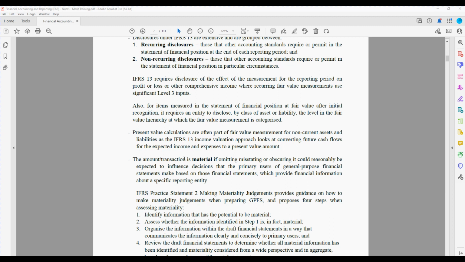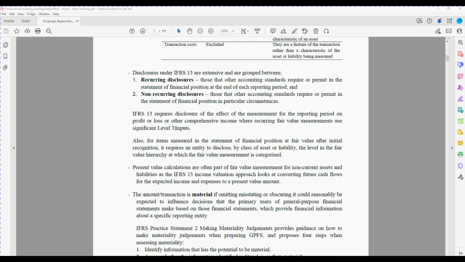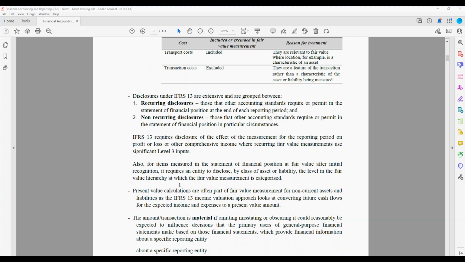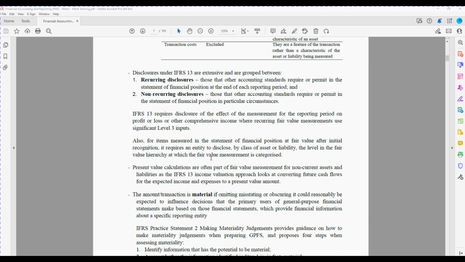So IFRS requires disclosure of the effect of the measurement for the reporting period on profit or loss or other comprehensive income, where recurring fair value measurements use significant level 3 inputs. So it's only relevant if you use a lot of level 3 inputs. Also, for any items in the SFP at fair value after initial recognition, it requires an entity to disclose, by asset or liability, the level in the fair value hierarchy at which the fair value measurement is categorized.